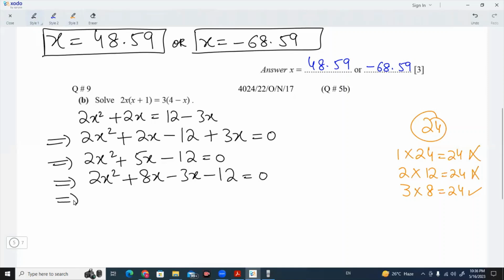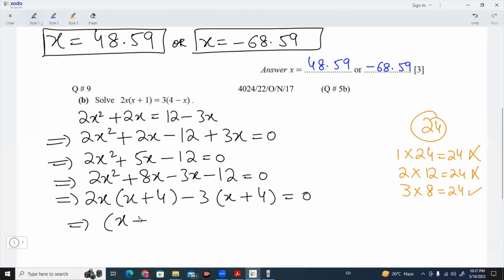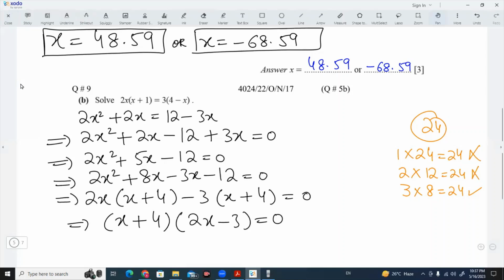So factorization by grouping. Take 2x common, so x plus 4 will be written inside. Then minus 3, and the last term's sign will be changed because the negative sign was taken as common in the third term. So it will be x plus 4. x plus 4 is to be taken as common because it's written in both brackets, times 2x minus 3 equals 0. When two terms multiply, we have discussed earlier, the result is 0.